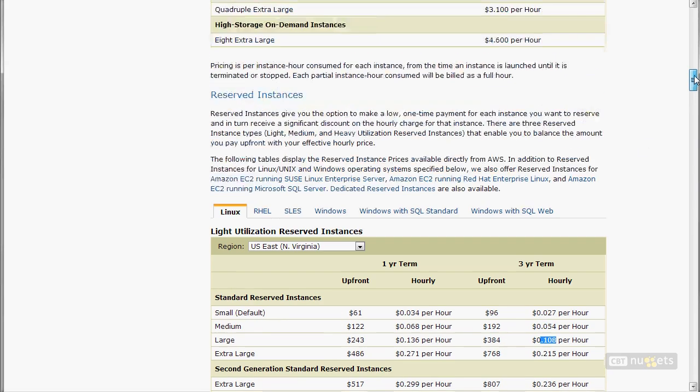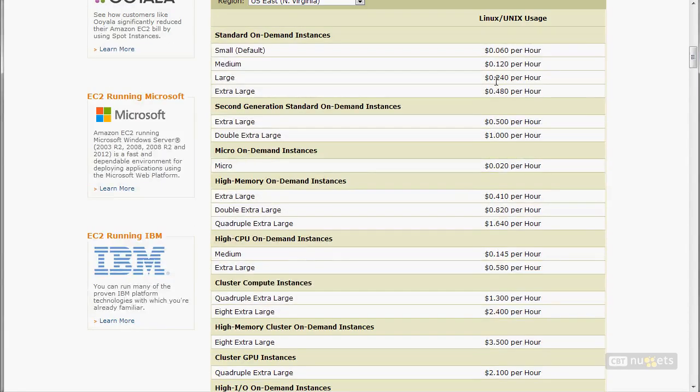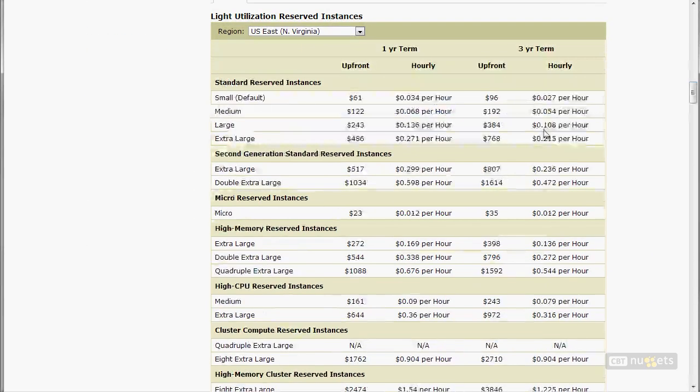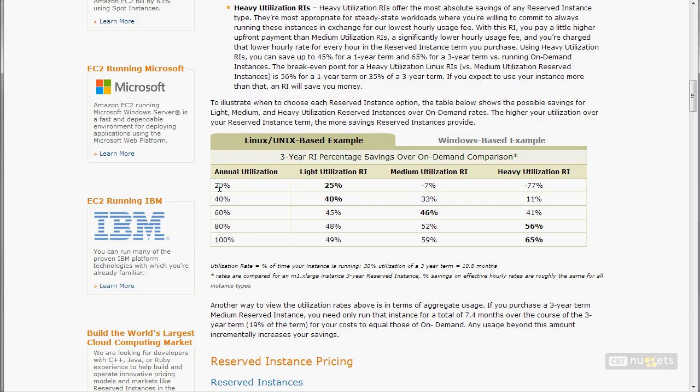Now again, come back up here to the on-demand instances for large, I did a large, right? And you are at 24. The extra zeros are throwing me off. 24 cents an hour. So essentially, you're getting an hourly rate of less than half of what you would pay with on demand in exchange for that $384. But what they're saying is right here, if you, for instance, use that 20% of the time, you're getting a cost savings of 25%. If you run that server 40% of the time, you're getting a cost savings of 40% versus on-demand pricing, right?